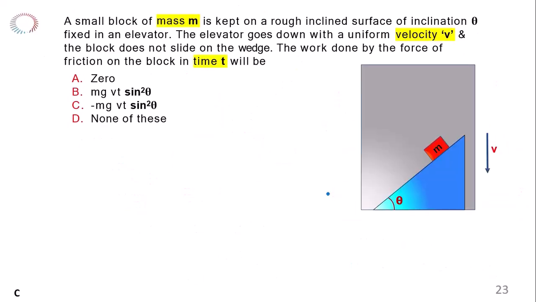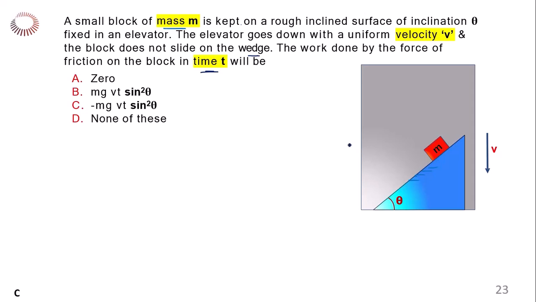So like this way, let us take this problem. There is a small block of mass m kept on a rough inclined surface. So here the surface is rough, friction is there, of inclination theta in an elevator. The elevator goes down with a uniform velocity v. Elevator is moving downward with a uniform velocity v, and the block does not slide on the incline. Block is not sliding along the incline, that means it is not moving. Find the work done by the force of friction on the block in time t.